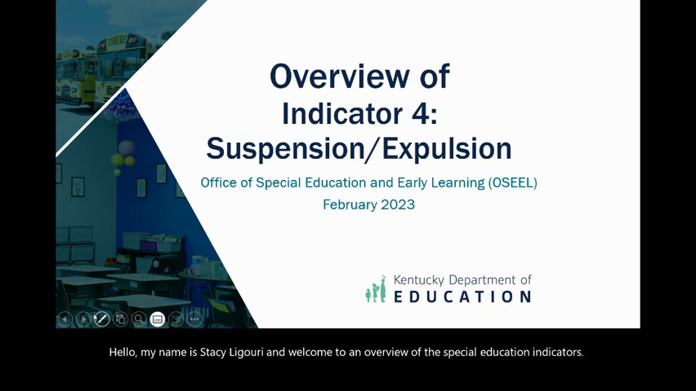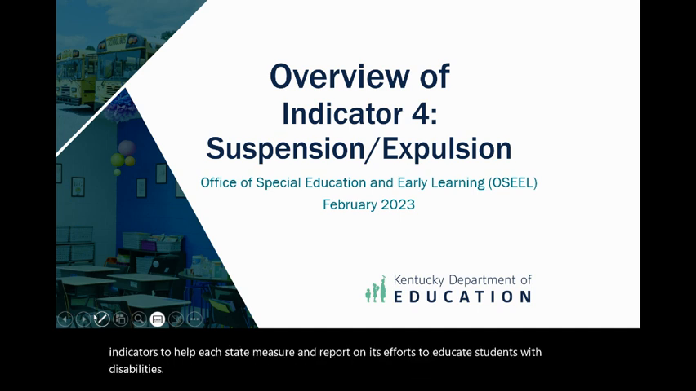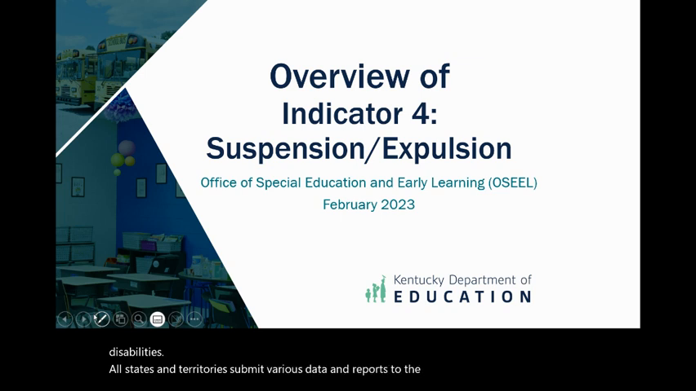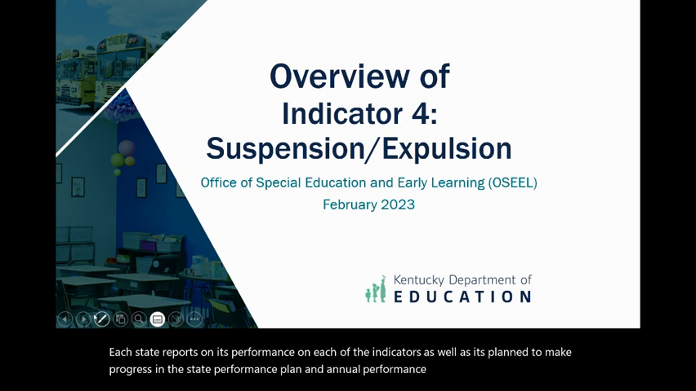The U.S. Department of Education Office of Special Education Programs, OSEP, develops 17 indicators to help each state measure and report on its efforts to educate students with disabilities. All states and territories submit various data and reports to the U.S. Department of Education. Each state reports on its performance on each of the indicators as well as its plan to make progress in the State Performance Plan and Annual Performance Report, SPP APR. The APR must be submitted annually.